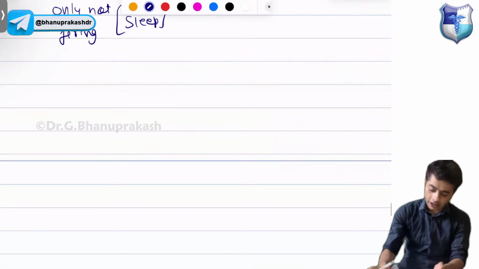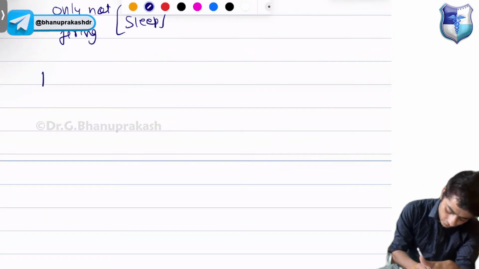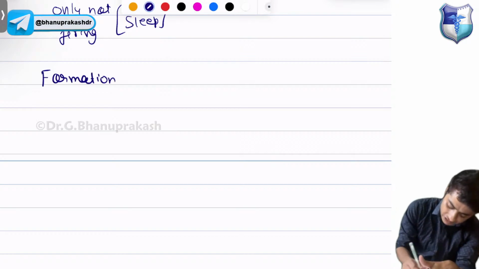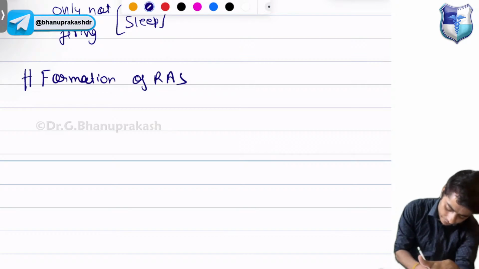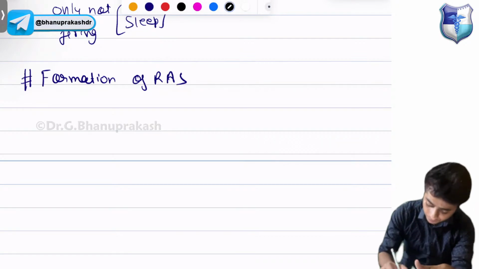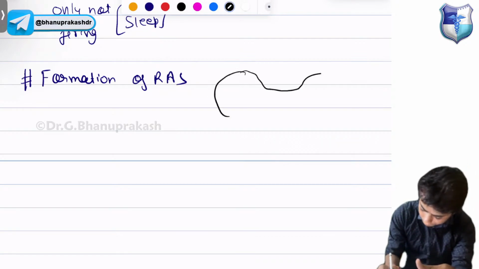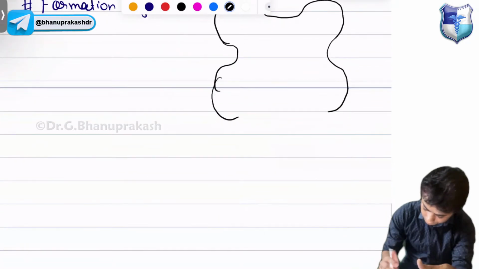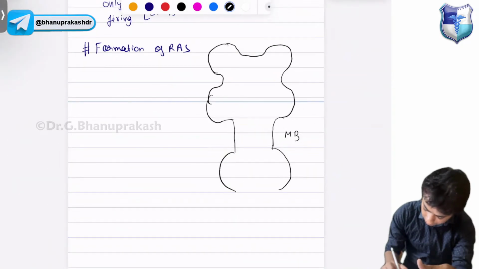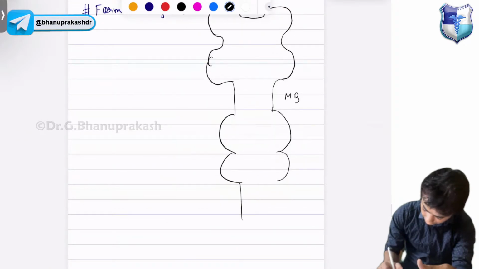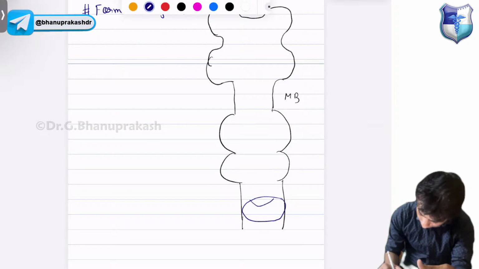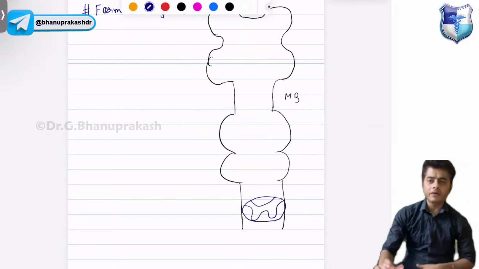So now we will see the formation of this reticular activating system. ठीक है, फॉर्मेशन कैसे होती है? See, there is a diagram. This is your midbrain, this is your pons, this is medulla, and your spinal cord. Okay, everyone, got this diagram?